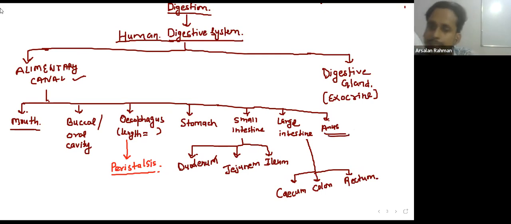Please write down these. Now I will try to make the simplest diagram possible to make you understand the alimentary canal. Okay, please write down the classification first.